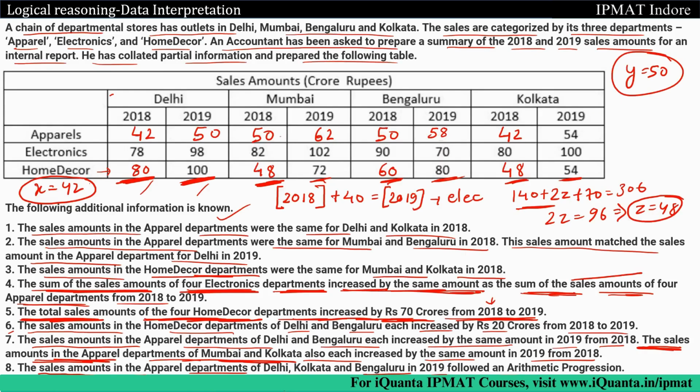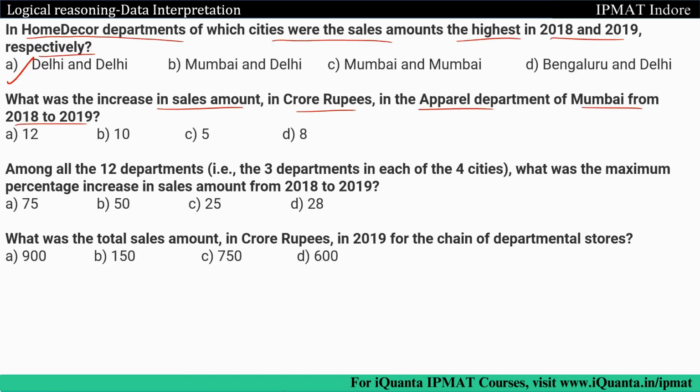2018 to 19, apparel department, Mumbai, 50 to 62. So this is an increase of 12, right? 12 crore. Option A will be the correct answer. Next is, among all the 12 departments, the 3 departments in each of the 4 cities, what was the maximum percentage increase in sales amount from 2018 to 19?